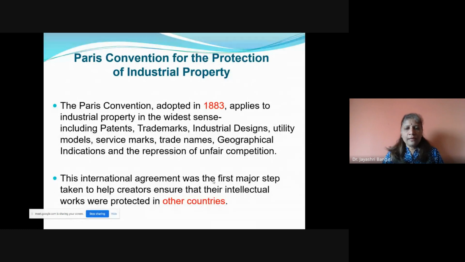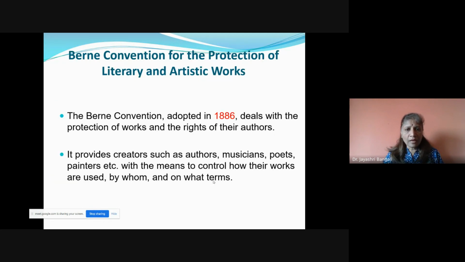So if you file an IPR in India, then that intellectual property is protected in India only. So if you want to protect your property in other countries also, you have to follow the rules of the Paris Convention. It's a treaty, which means you have to sign the agreement. So India has signed this agreement.